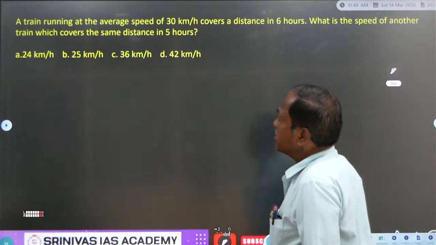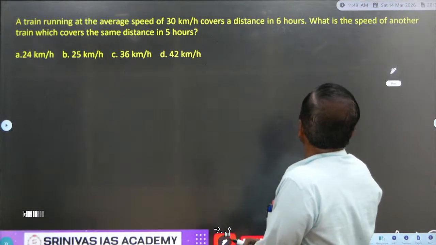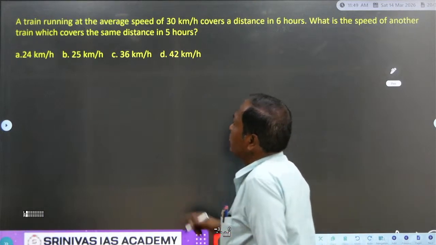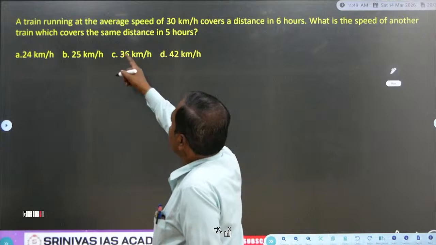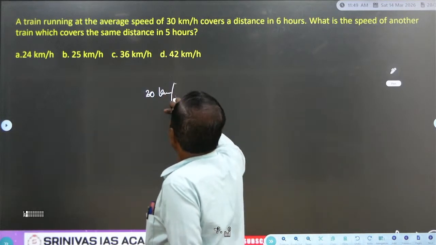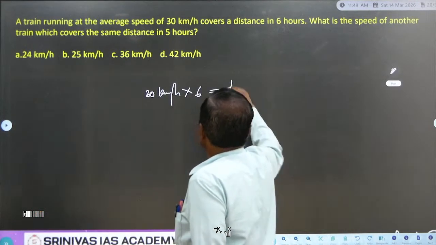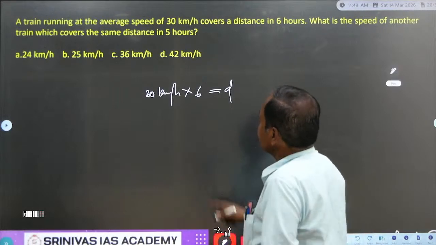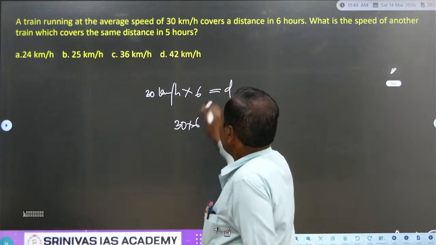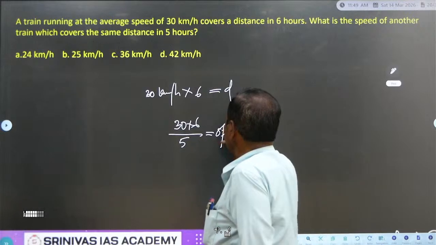Now, a train running at an average speed of 30 kilometers per hour covers a distance in 6 hours. What is the speed of another train which covers the same distance in 5 hours? First, one train runs at an average speed of 30 kilometers per hour and covers a distance in 6 hours. Then the distance is known. Another train covers the same distance, 30 into 6, in 5 hours. Then what is the speed? You will get the speed of the other train.